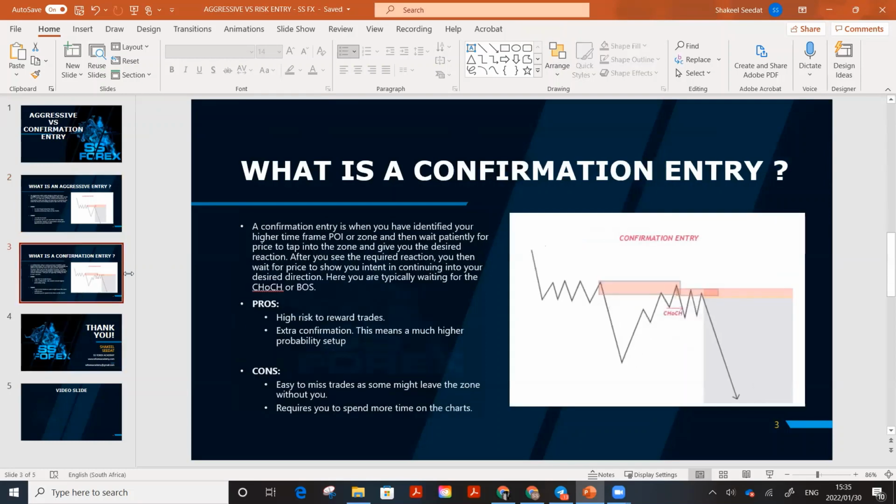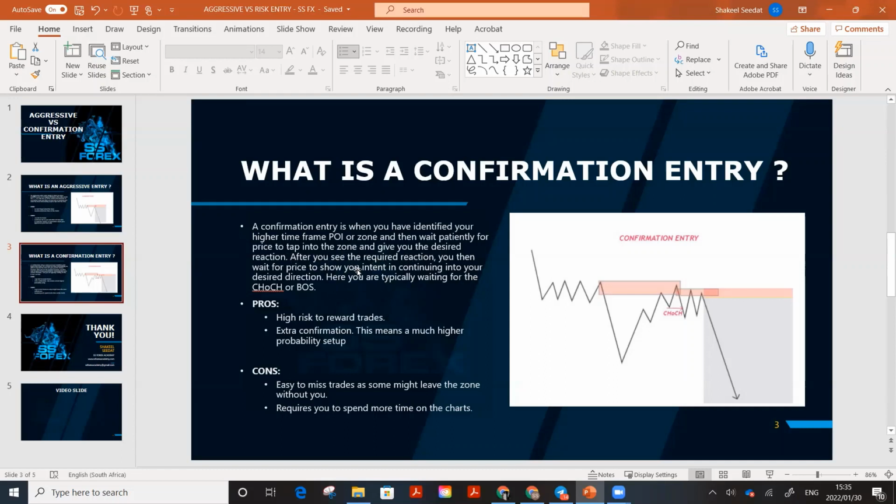So what is a confirmation entry? A confirmation entry is when you have identified your higher time frame point of interest or zone and then wait patiently for price to tap into the zone and give you the desired reaction.